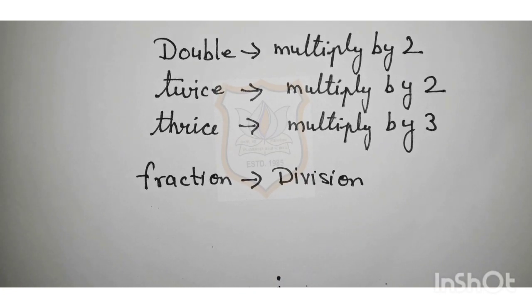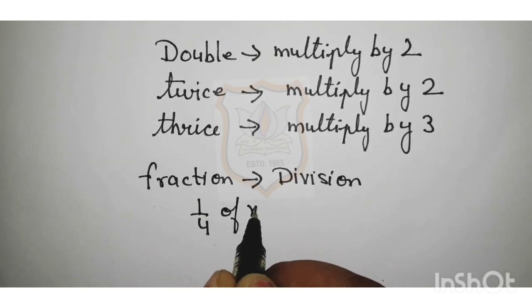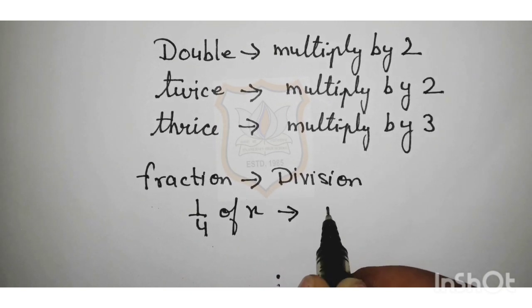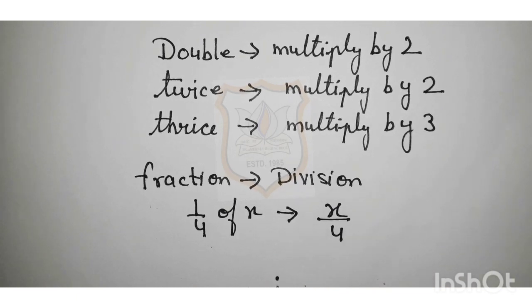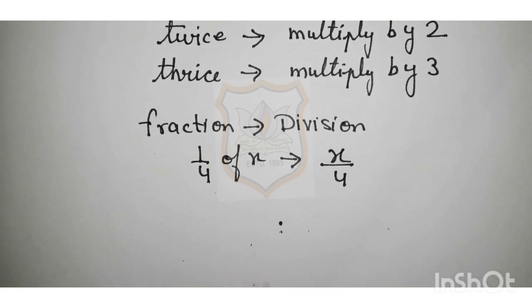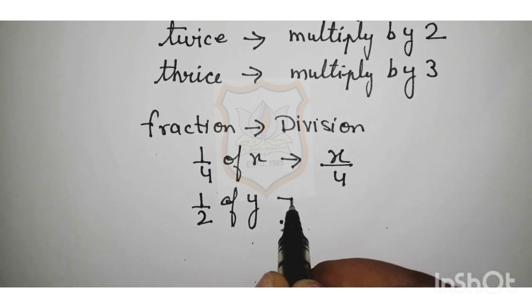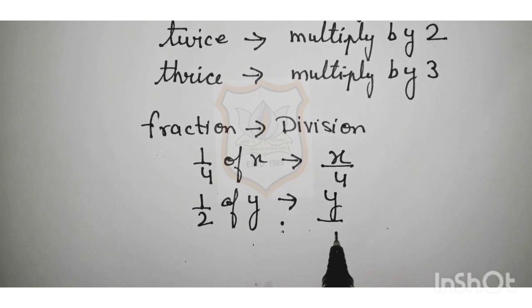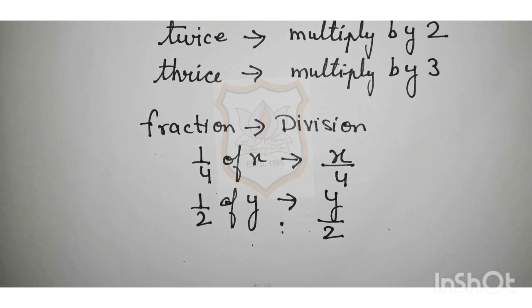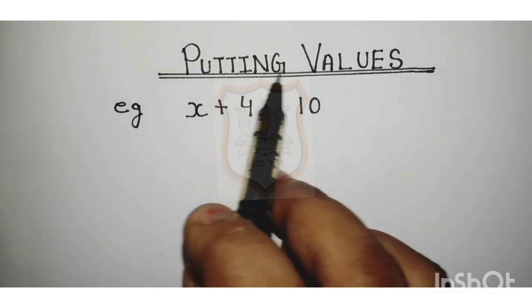If it is given 1 upon 4 of x, it means that you have to divide x by 4. If it is given half of y, it means you have to divide y by 2. So fractions means division. Now students, we move on to our next topic, that is putting values.